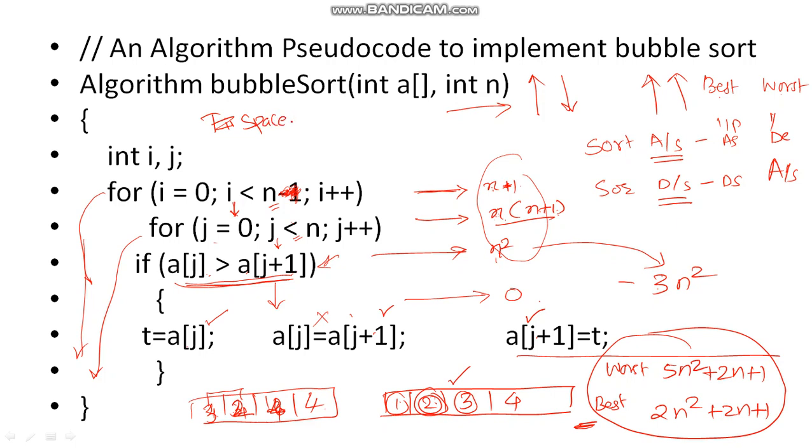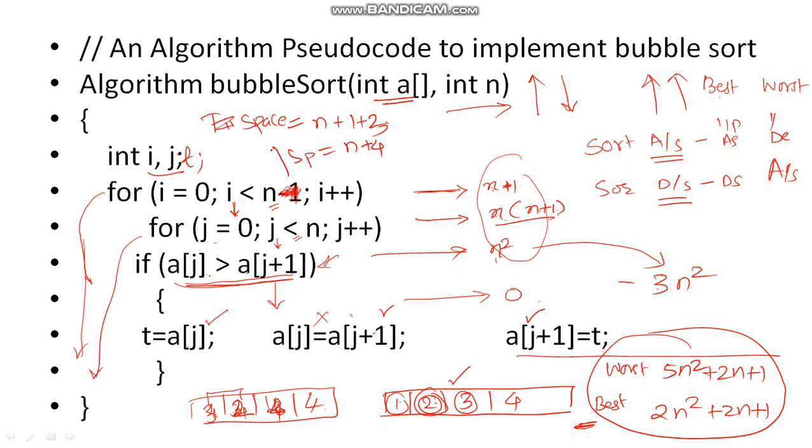So space required is, for array A, n amount of space is required. For n, 1 amount of space is required. For i and j, 1 amount of space each is required, so 1 plus 1 is 2. And for t, 1 amount of space is required. It is necessary to declare the t here, int i, j, t. So for t, 1 is required. So the total amount of space required here is n plus 4.